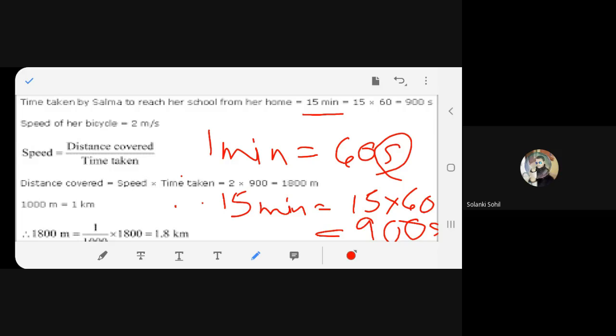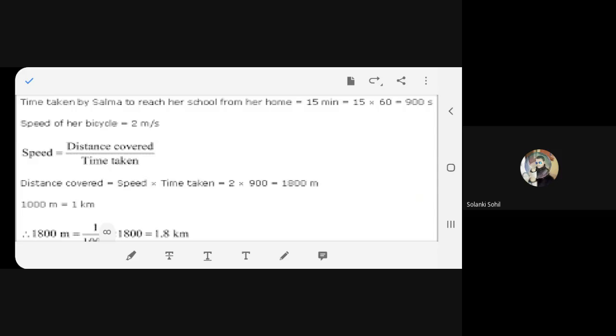Now, second one. Speed of a bicycle is 2 meter per second. That is given. Time is 900 seconds. So what will be the distance? Speed is equal to distance covered upon time taken. We know this formula, isn't it?